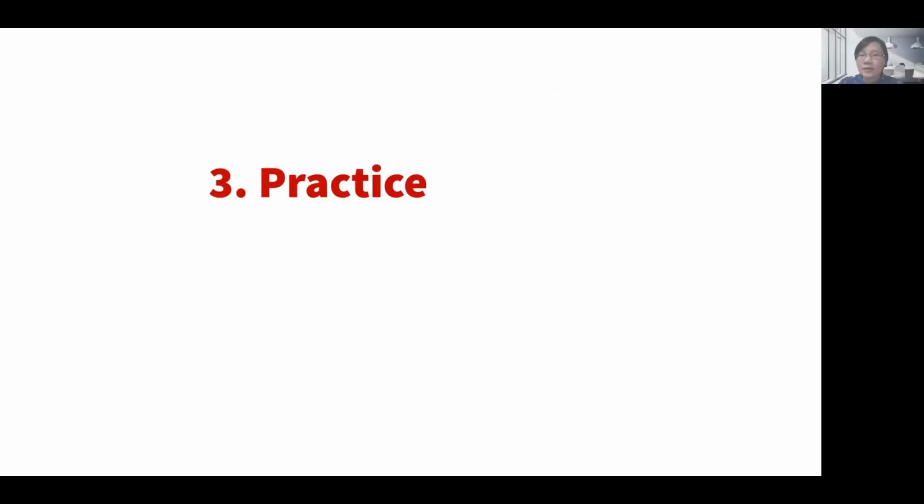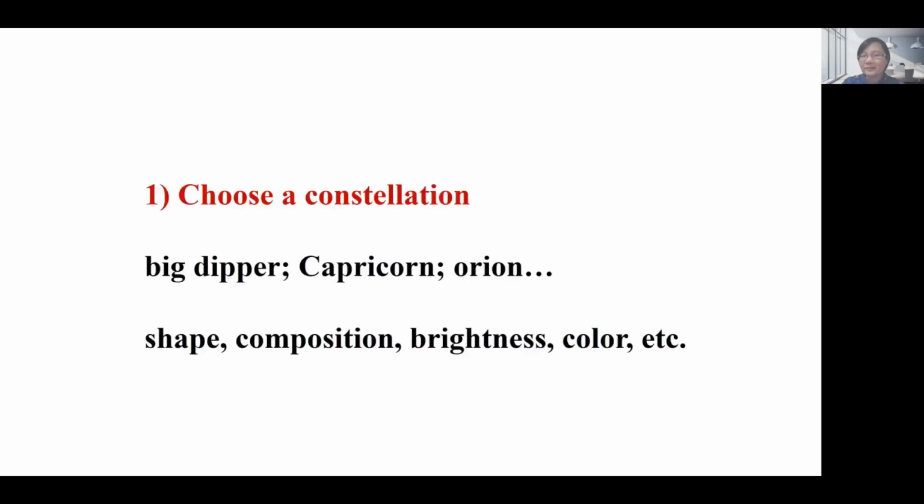The third part is practice. I will introduce our practice for you. As a normal university, usually we train teachers. So I introduce the teachers' training for you. At first, they choose a constellation. Some of them choose the Big Dipper. Others choose Capricorn, Orion, and whatever they want.